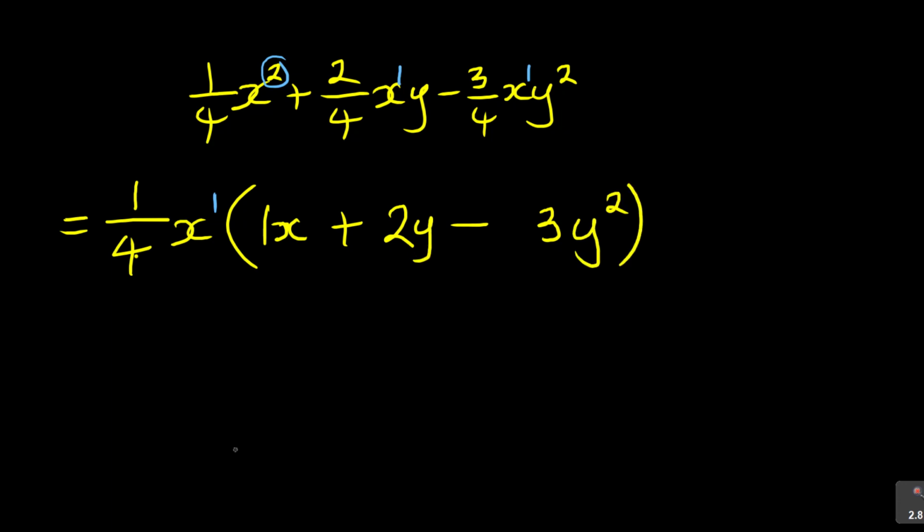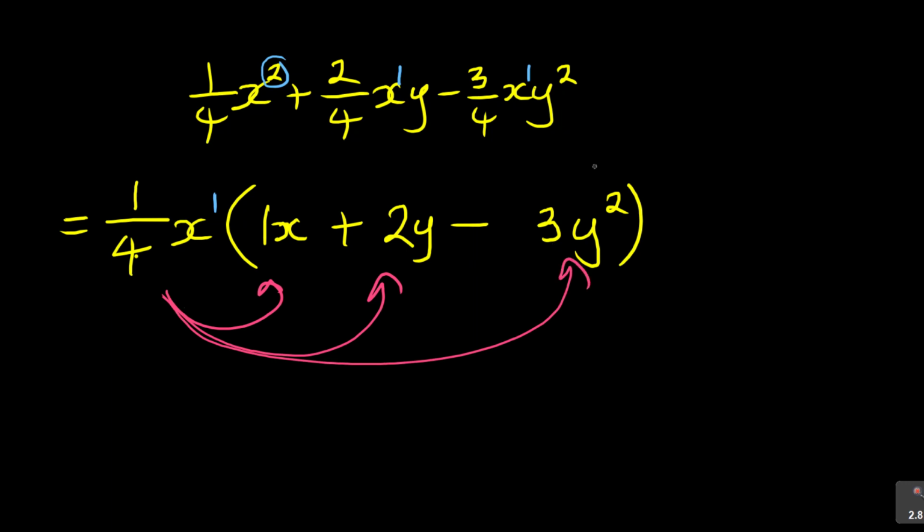That's the answer. If you want to cross check, you open the bracket. 1 over 4 times x squared is 1 over 4x squared. 1 over 4 times 2y, it's 2 over 4 xy. 1 over 4x times this is 3 over 4 xy squared. It's correct. So that is it, guys.